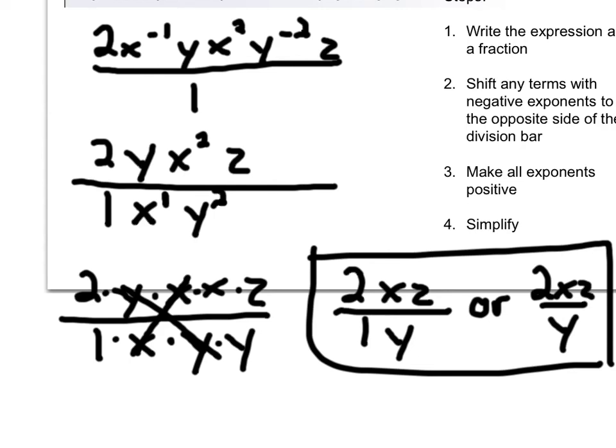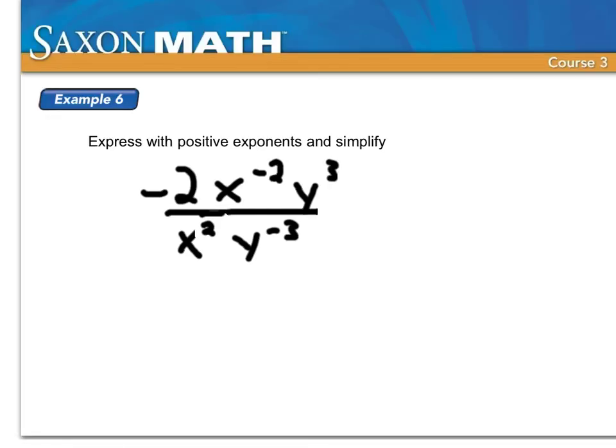Let's go on to another example. Now this is the same type of problem as the last one. So first thing is to write as a fraction. Well, it's already written as a fraction for us, so we don't need to do anything else. So now what we need to do is shift any negative exponents to the opposite side of the bar. So I'm just going to look at this in order here. So let's do the top ones first. So I've got negative 2. It has no exponent. So just because the number is negative doesn't mean we switch it. It's the exponent that has to be negative. So there's no exponent here, so it stays on top.